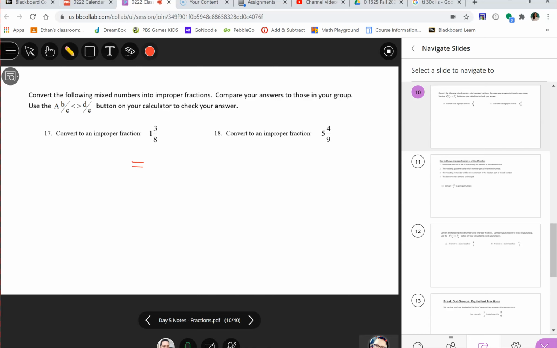So when you did this one, 8 plus 3 was 11, and then the denominator stayed 8 because there were 8 pieces in a whole. And then on the other one, 5 times 9 is 45, and then you add the 4 extra pieces, and that would give you 49 pieces out of 9 for each whole. So hopefully you got those either by hand or using your calculator. Any questions about either of those before I switch over to my app?